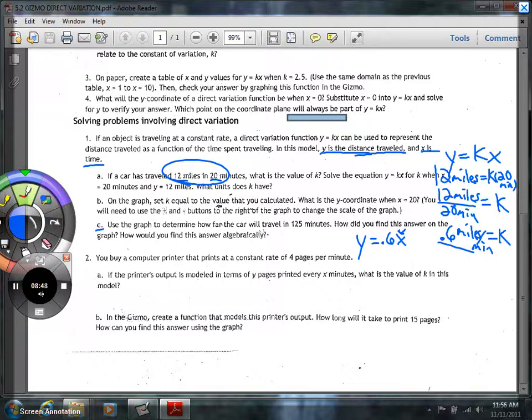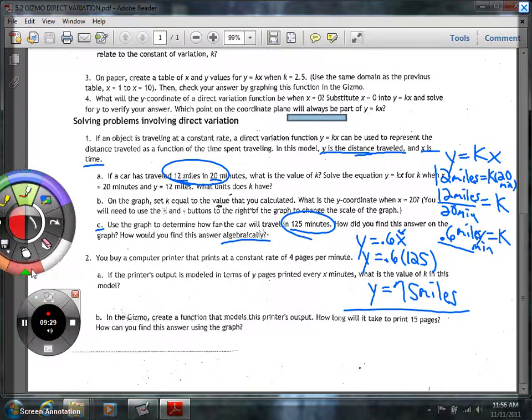Let's see. Use the graph, part C. Use the graph to determine how far the car will travel in 125 minutes. Okay. We could probably use the Gizmo for that, but we could do it algebraically as well. We would take 125 minutes, that's the x, and put it in here for the x, and that should give us the y, which is how far we would travel. So 125 times 0.6, that's 75 miles. All right, so there's the car one.